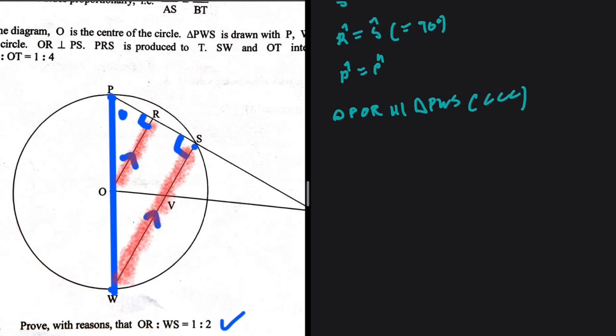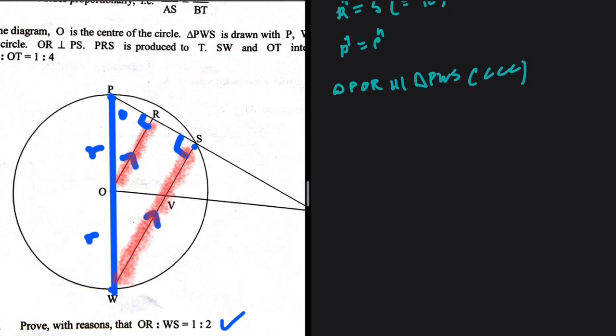Right, so now that we've proved that the two triangles are similar, we can play around with proportions. But I want you to realize something. OP is a radius. This is a radius right here. And then OW is a radius, right? So PO divided by OW should be 1/1 because it's a radius. So PO divided by OW is equal to 1/1. No issue whatsoever.